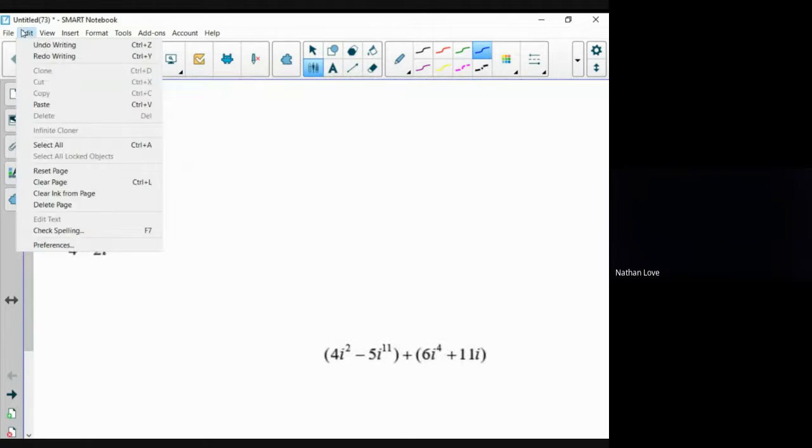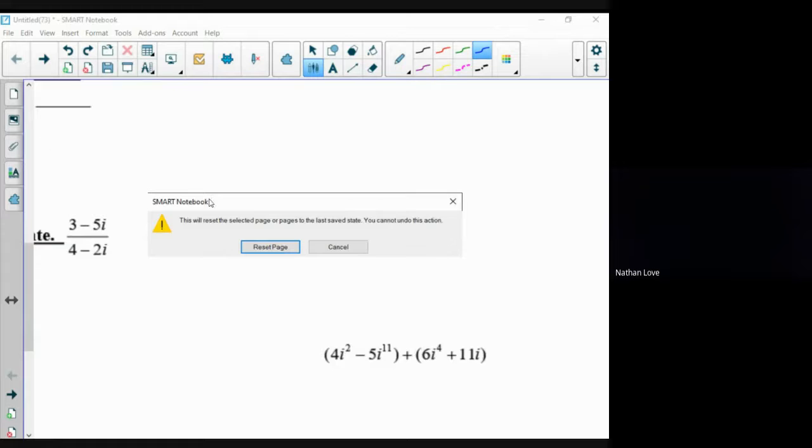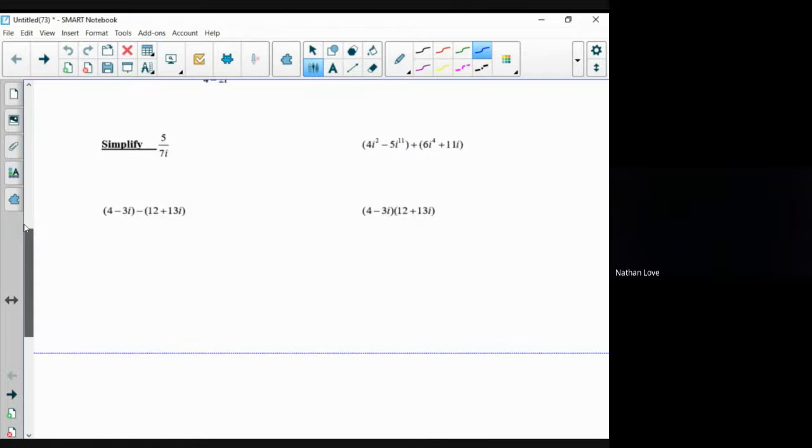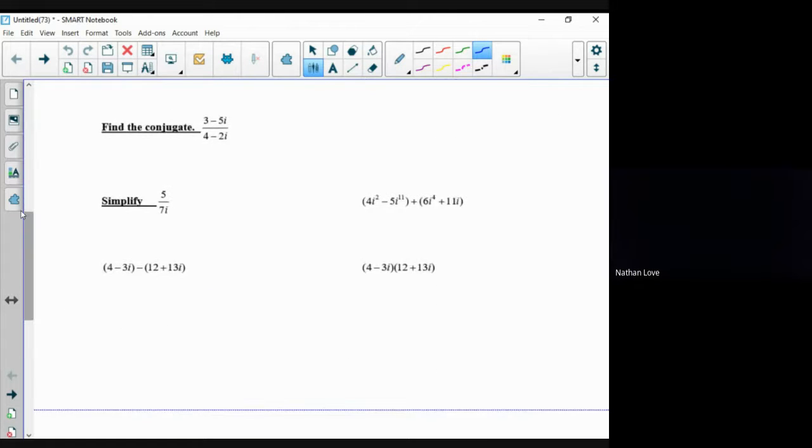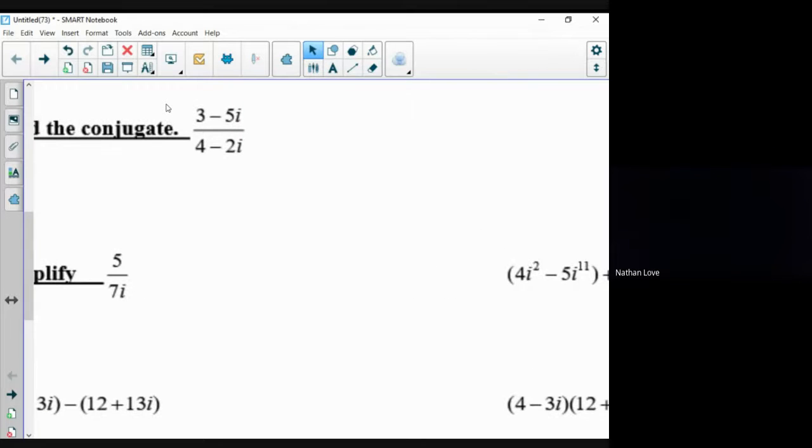All right, so let me reset the page so we can take a look at these i's and i knots. First thing we're going to do is find the conjugate of this. In order to find the conjugate of that, you must simplify it first, which means that we have to find the conjugate inside the actual conjugate we're going to find. And Kaylee knows what it is. It's what? It is 4 plus 2i.